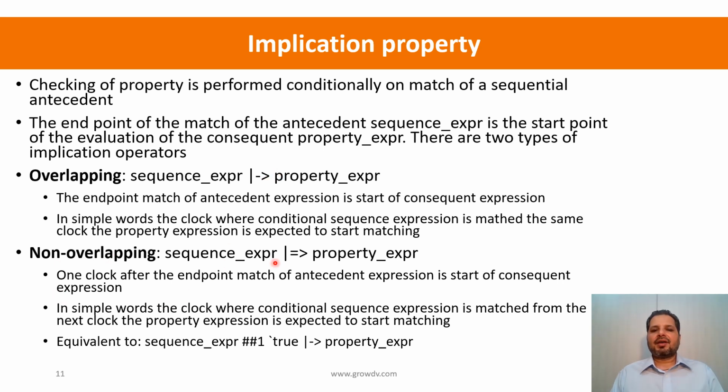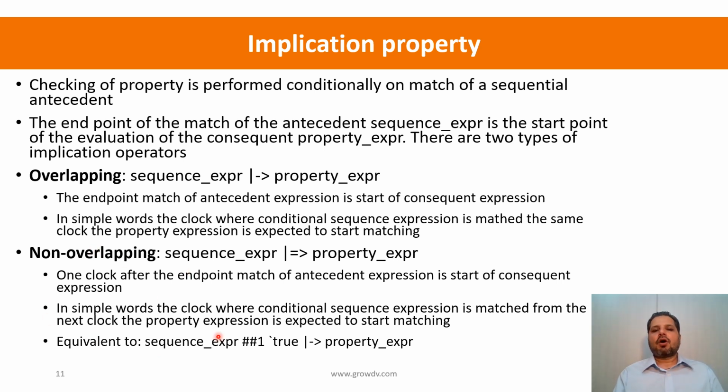And in case of non-overlapping, which is represented by a pipe, and instead of the minus sign we now have an equals, and then a greater than. So this is the non-overlapping. In the non-overlapping case, you expect that after the endpoint match of your antecedent expression, the consequent expression starts one clock later. As the word says, non-overlapping. So on the clock event where your antecedent has matched, like the request, if I use a non-overlapping operator, it expects the grant to come on the next clock, not on the same clock where the request has matched. So that's the non-overlapping.